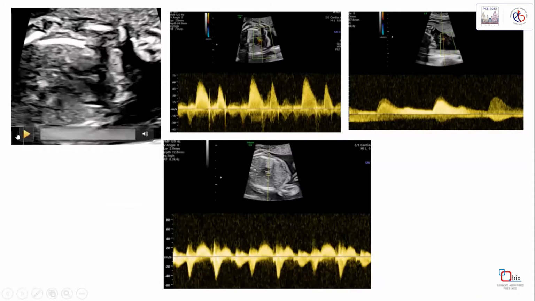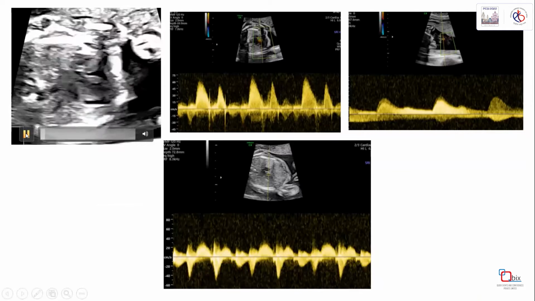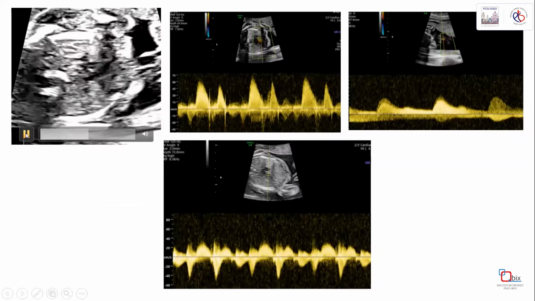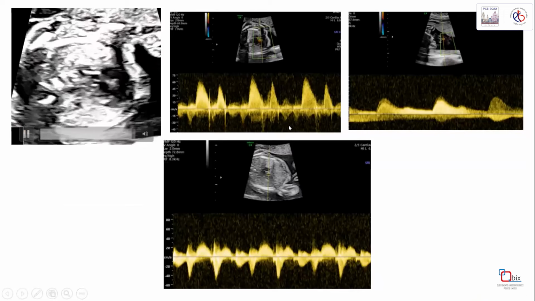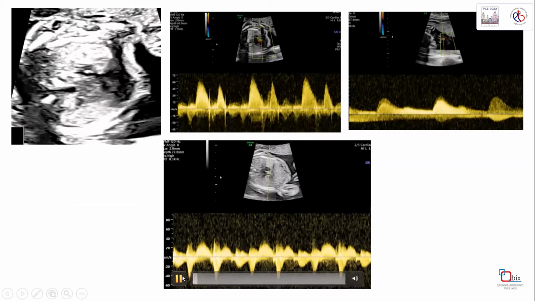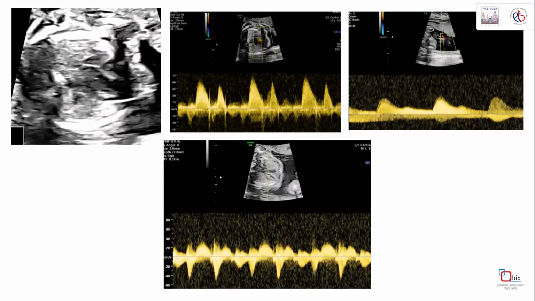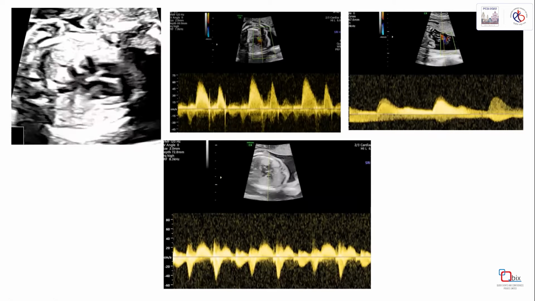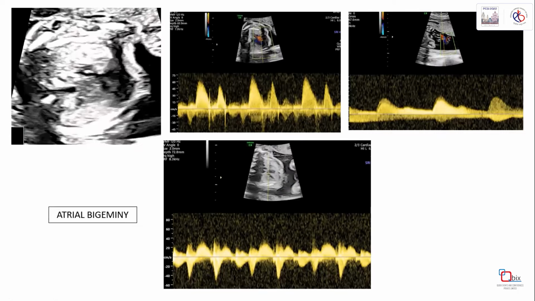Now, if you see here, on 2D, you will realize that it's sort of regularly irregular. When you do the aortic Doppler, you will see that the volumes are alternatively different. This is the umbilical artery Doppler. And when you see here, you can see that you have EA and V, and then you have A and V, and then you have EA and V. That means you have alternate atrial beats, which are ectopics and conducted. So it is atrial bigeminy, which is conducted.